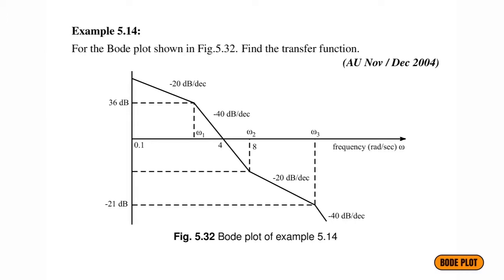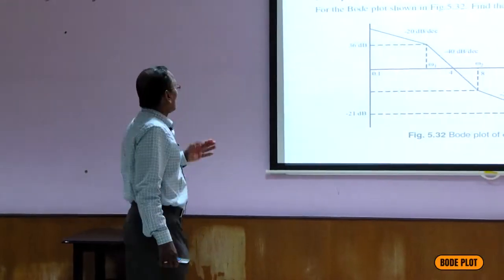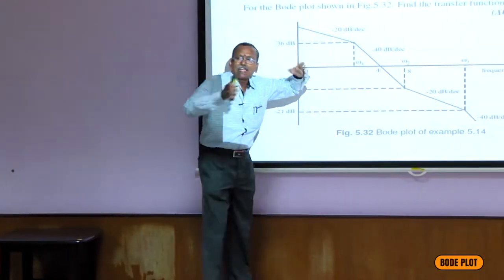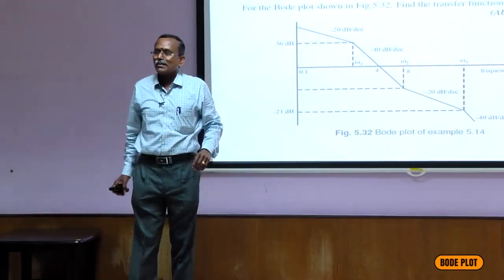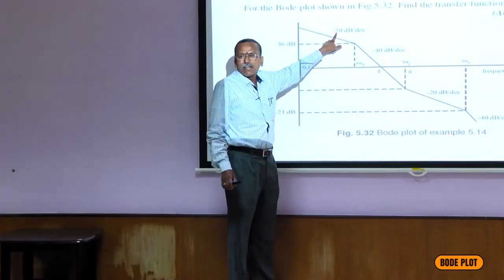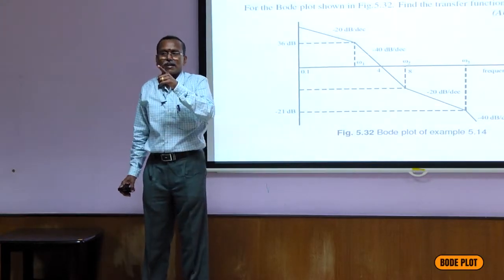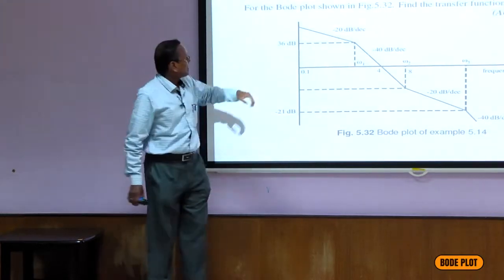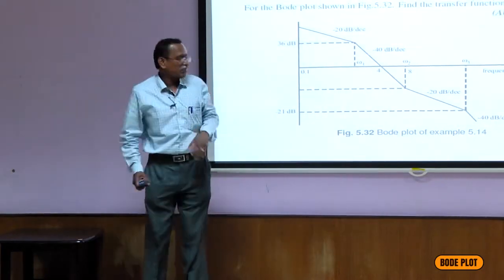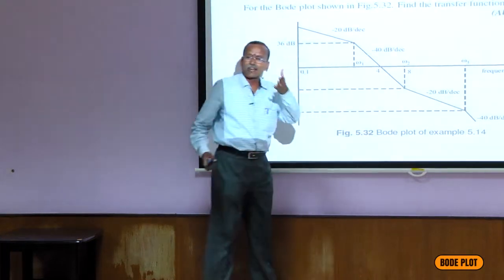To find the mathematical model, we need time constants. Initially, the slope means definitely it is 1 by s only. If it is 1 by s, there will be a decrease in slope of minus 20 dB. Therefore, a 1 by s is there. But this 1 by s always goes through omega equal to 1, and here it is not going through omega equal to 1. If we extend this, it will cross here.